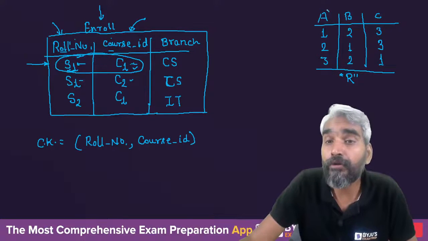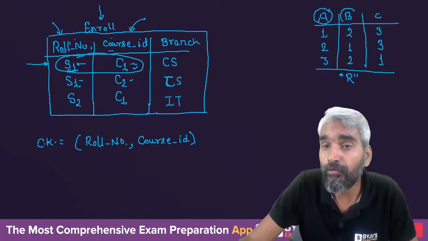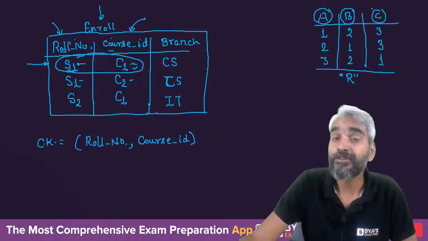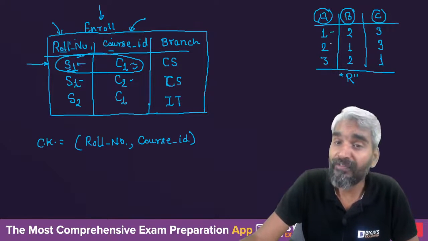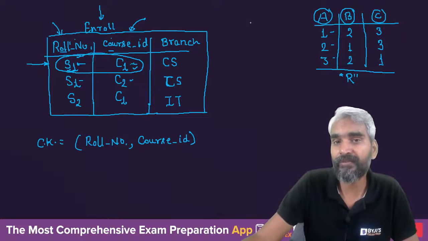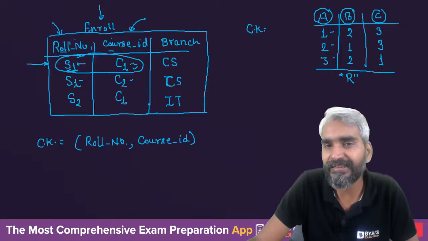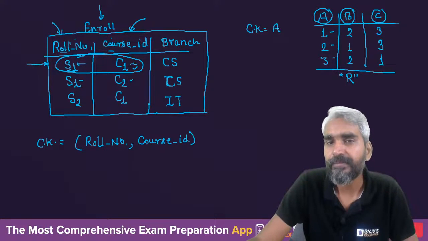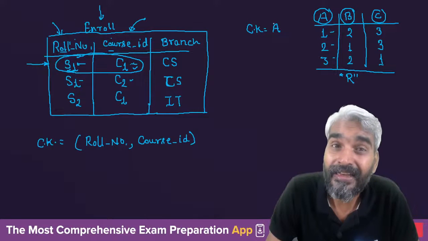But here we don't know what is A. We don't know what is B. We don't know what is C. So you may say, sir, the values of A are unique, so the candidate key is A.